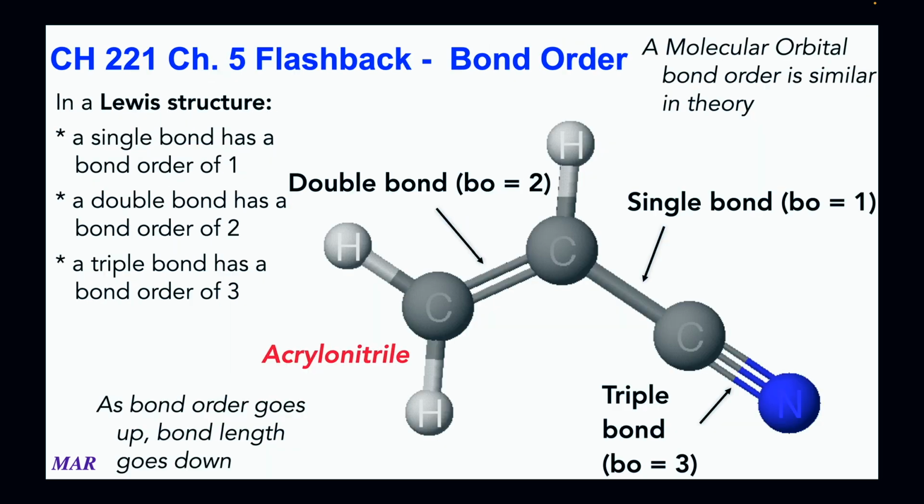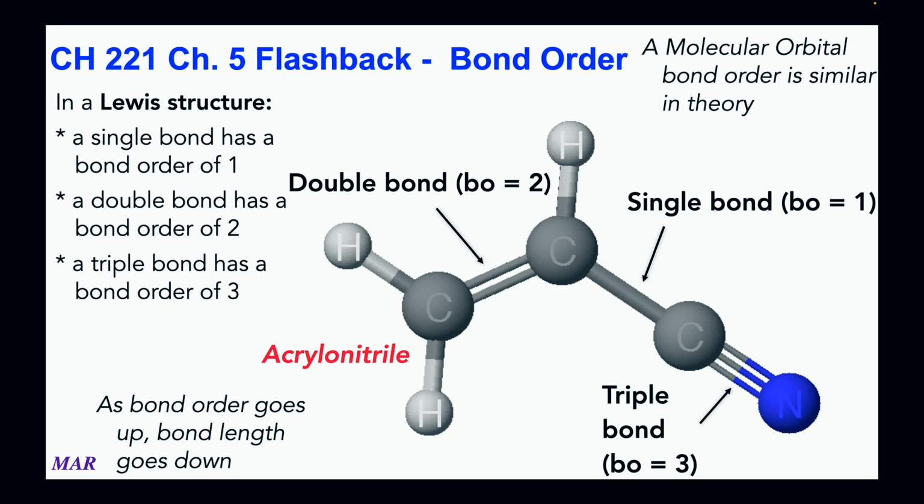Now, in Chemistry 221, we very briefly looked in Chapter 5 at this slide right here. And I talked about at the time a comparison that you can make between molecular orbital theory and Lewis structures. And we talked about at that time how the triple bond there in acrylonitrile had a bond order of 3, while the bond order of 2 represents a double bond. And most of these bonds were single bonds, bond order 1, all right?